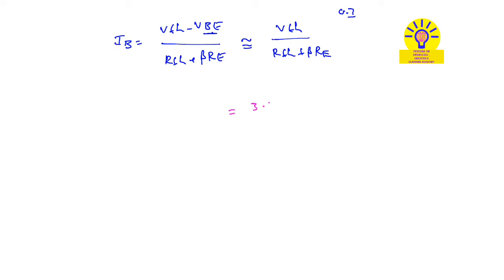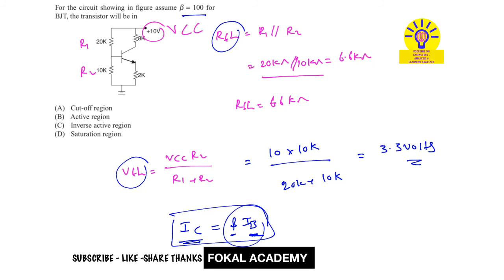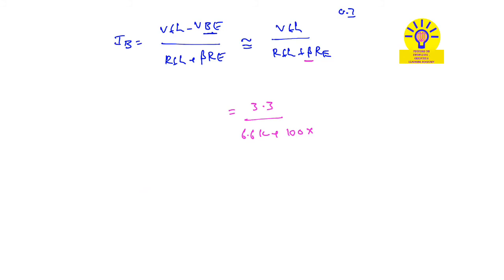VTH is 3.3 and RTH is 6.6 kilo ohms plus beta, which is 100 as given, and RE is 2 kilo ohms, so 100 into 2 kilo ohms. After simplifying this using a calculator, we will get 0.0159 milliamperes. So this is the base current value, that is the IB value.